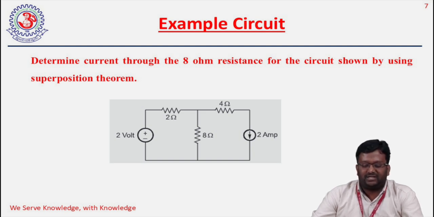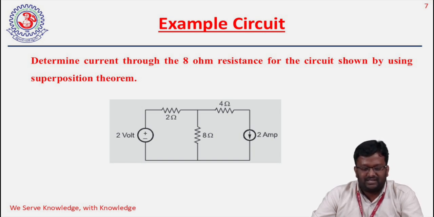So we will tell you what the impacts are on the current distribution in the complex network when the resistors are connected in parallel or in series, when we apply the superposition theorem. We will see that. So this will be the example circuit.